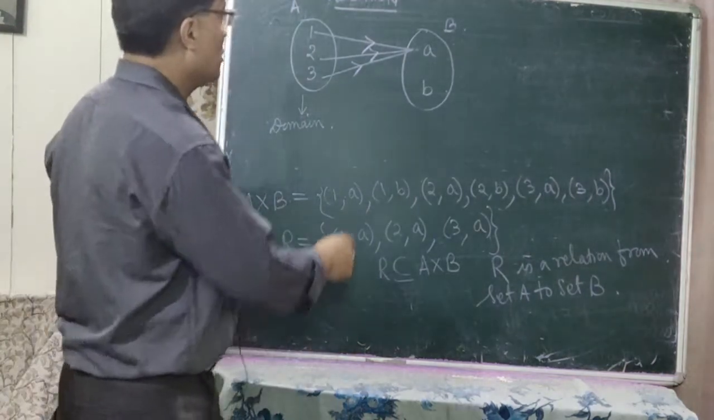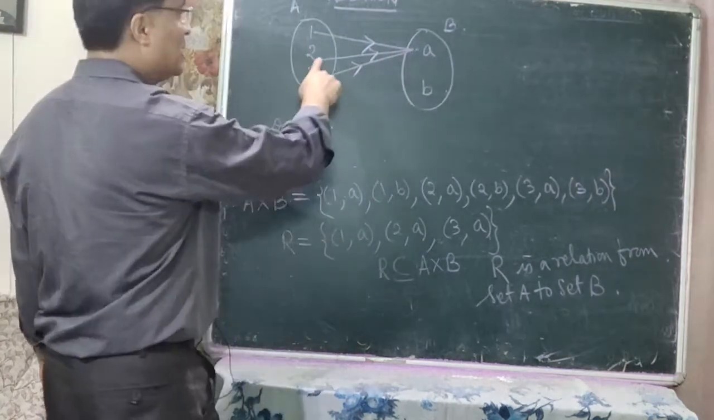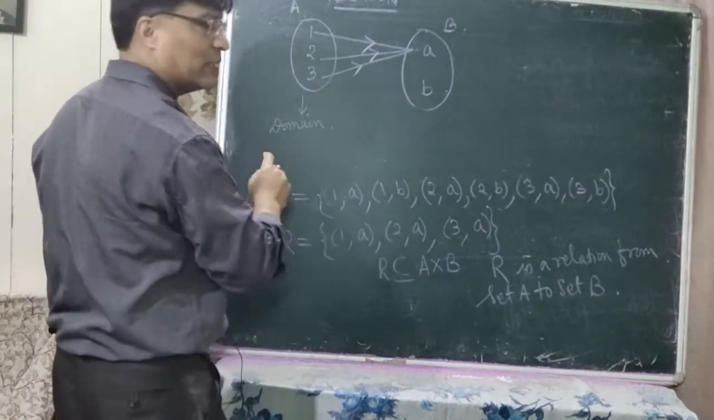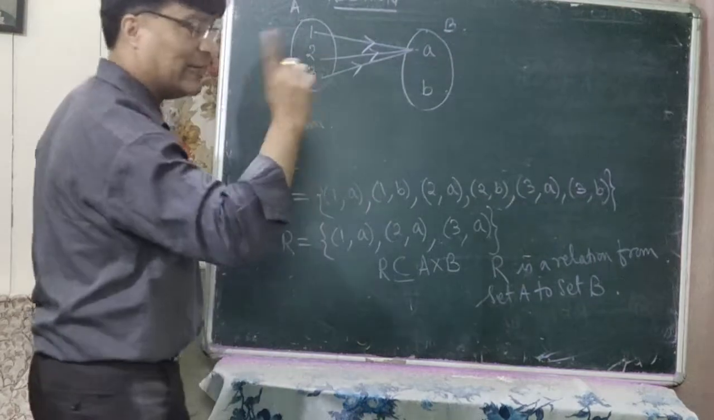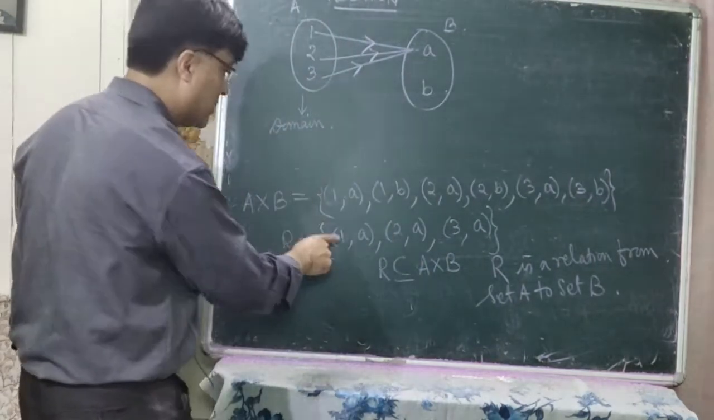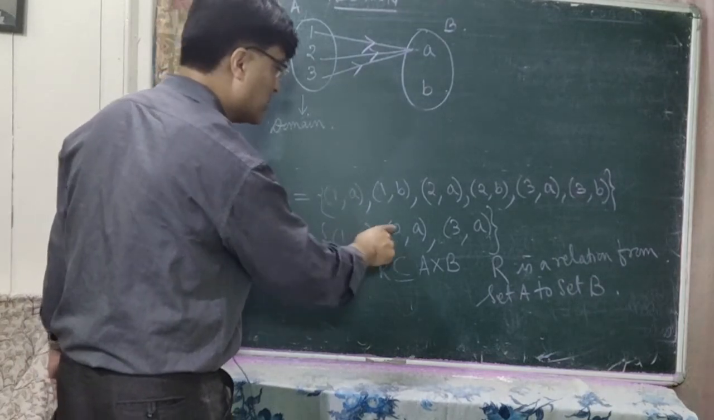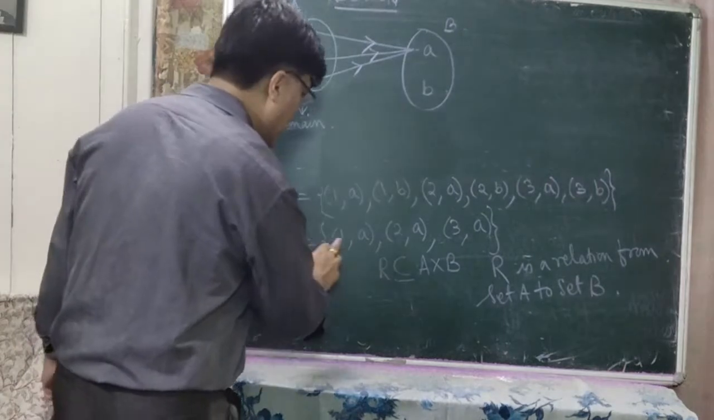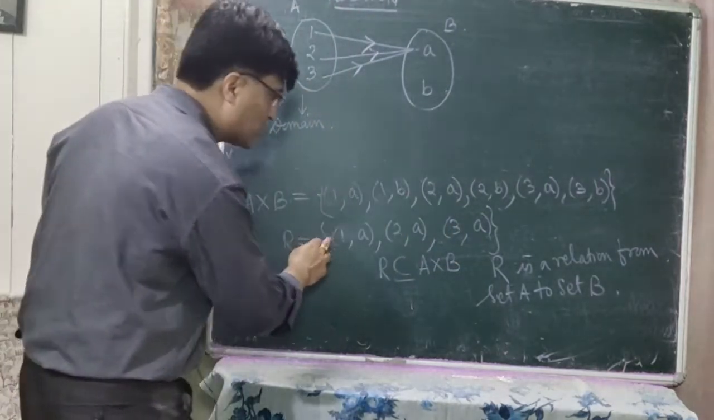1 is in relation with A, 2 is in relation with A, 3 is in relation with A, but B is not related to anything, so in the range only A remains. Which is the range? The second element is known as the range. So the range is only A. Right? Now how do we find the domain from this R? The domain is the first element.